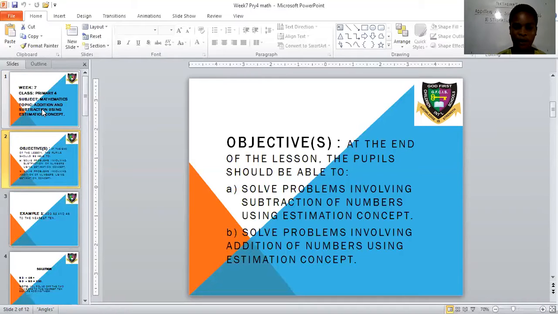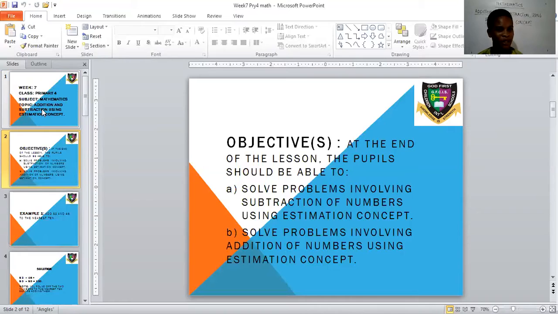Good. Now, let's quickly look into the objectives of our lesson. The objective says, at the end of the lesson, the pupils should be able to, one, solve problems involving subtraction of numbers using the estimation concept. The second one says, solve problems involving addition of numbers using the estimation concept.